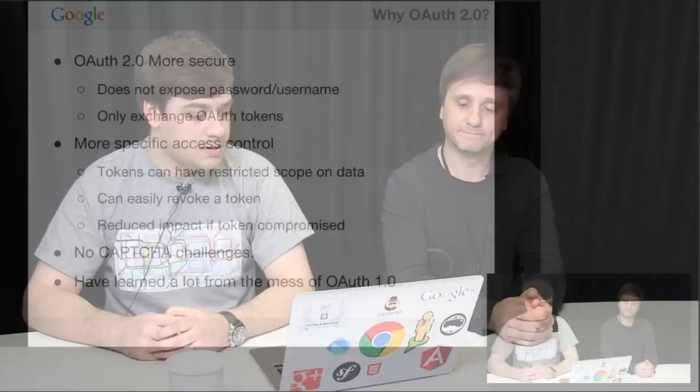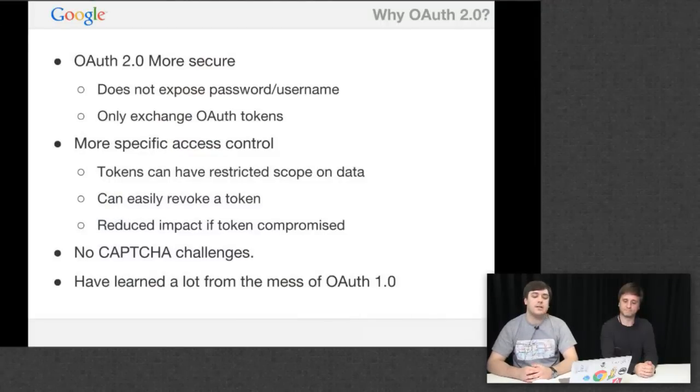As he was alluding to, it drastically reduces the impact if a token is compromised. There are no captcha challenges with OAuth 2, which is really good for any of you that might want to put this system into an automatic process like a cron job, where a captcha would just halt the whole process and stop it dead. And we've learned a lot from the OAuth 1.0 days. The standard has grown up a lot, and OAuth 2 is a much better revision.